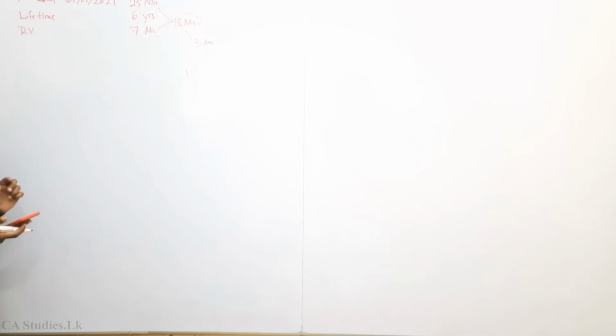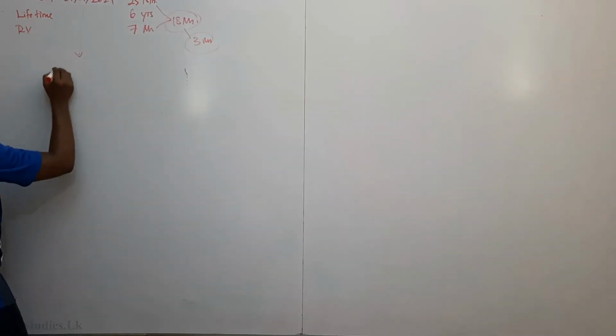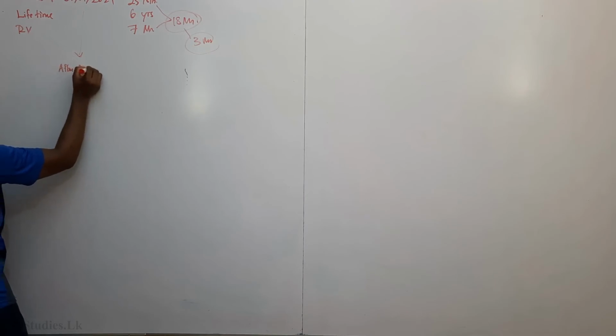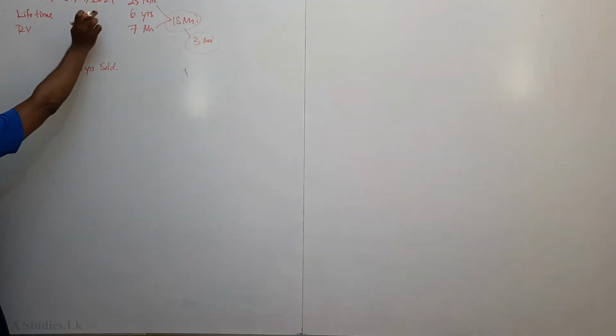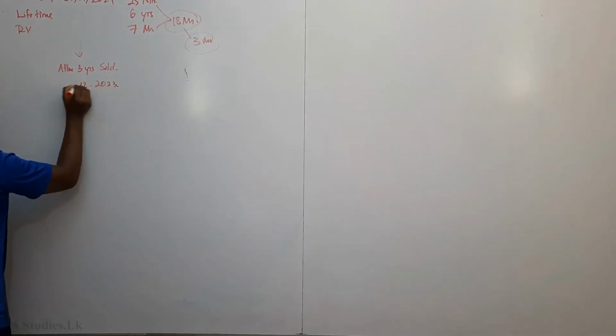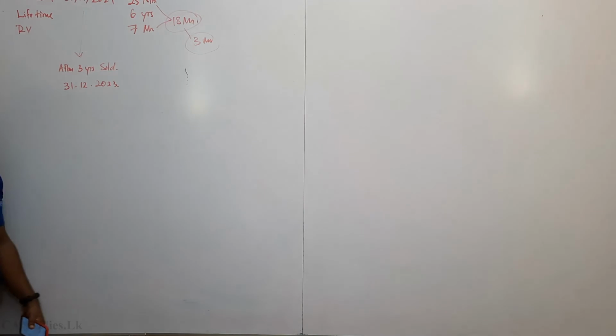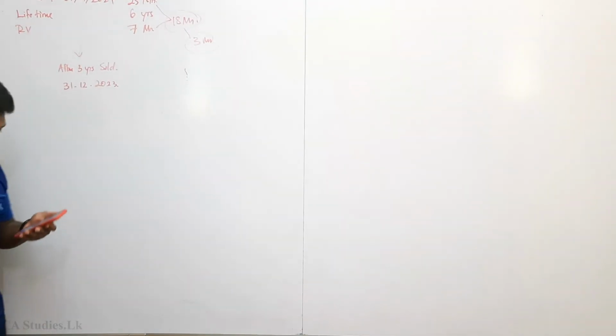Right, then what is next? The asset was eventually sold after 3 years. After 3 years means the date is when? 31st December 2021 is 1 year. 31st December 2022 is 2 years. 31st December 2023 is 3 years. No need for a maths calculation. Don't add the 3 years and see. Just calculate with your fingers. That's enough.